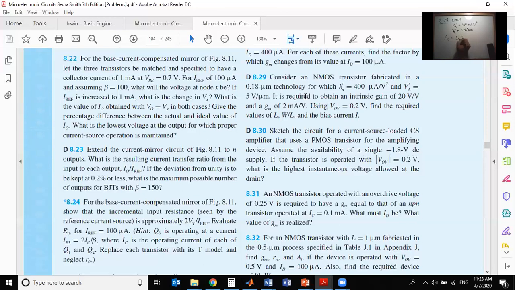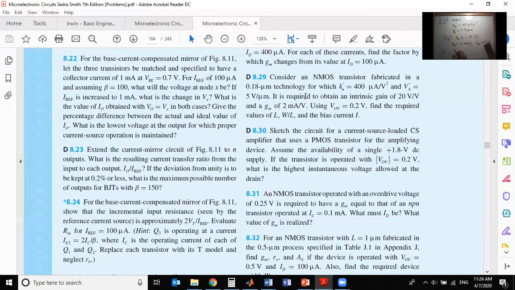It was gm times ro. That's correct. What about the negative sign? You can have it, but it doesn't make any difference, we just need to find the values. Yes, you can say it's minus, but let's assume it is amplitude, absolute value. In reality, yes, there is a negative sign. We need to have the intrinsic gain as 20, because he gives you the gain as positive, and gm equals 2 milliamperes per volt. V overdrive is 0.2 volt.